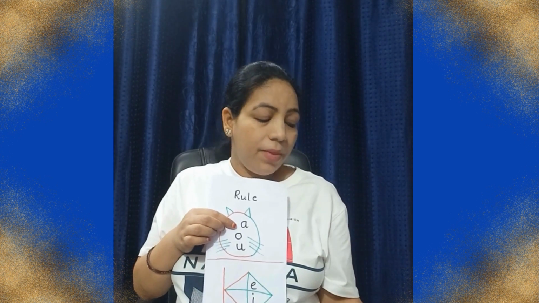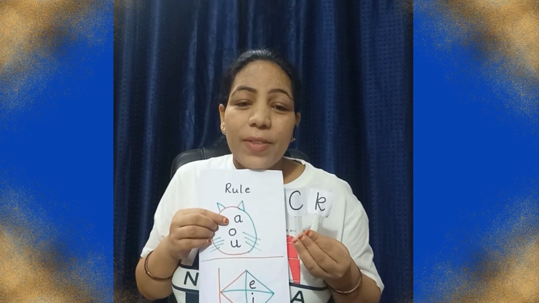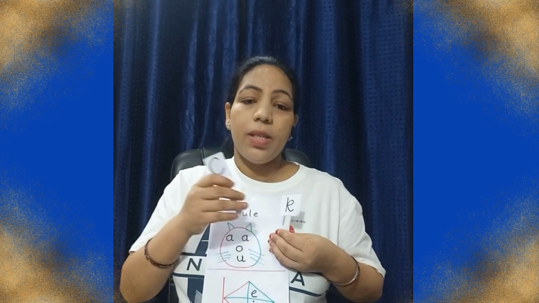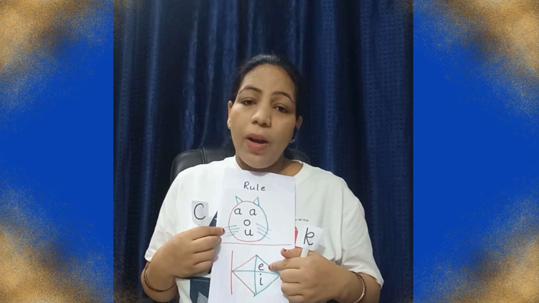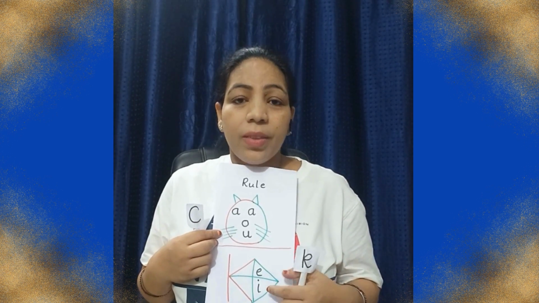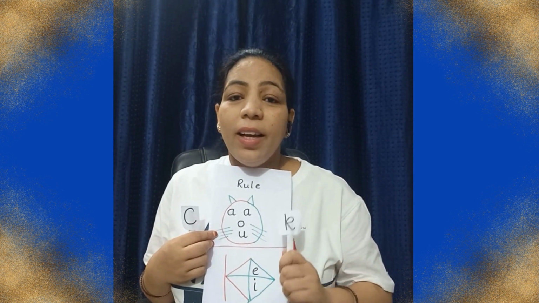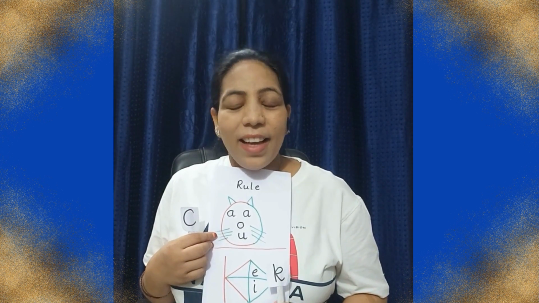So did you understand the rule when we will use C and when we will use K? Okay, once again I am repeating. When you see the vowel A, O, U, then you will use C. And when you see the vowel E and I, then you will use letter K. Understand? Very good. Clap for yourself.